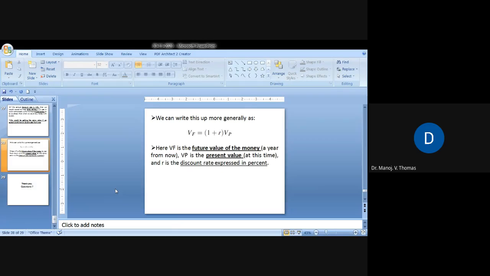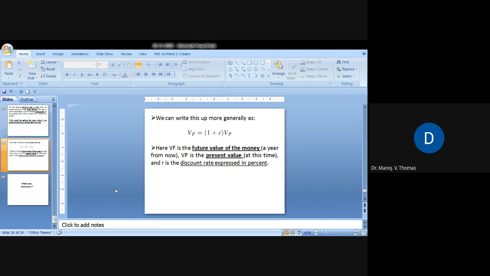So we can write this up more generally. VF is equal to 1 plus R into VP. So what is VF? Future value of money. What is VP? Present value of money. What is the present value of money? 100. And R is the discount rate expressed in percent.